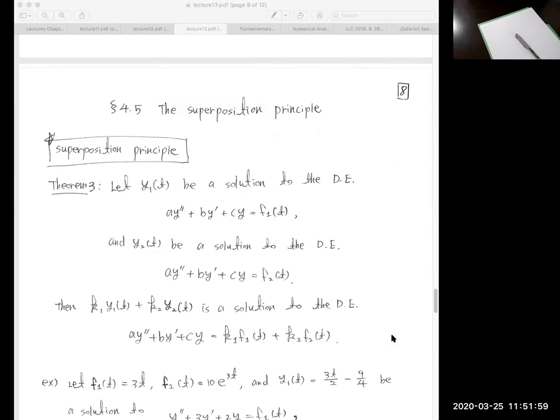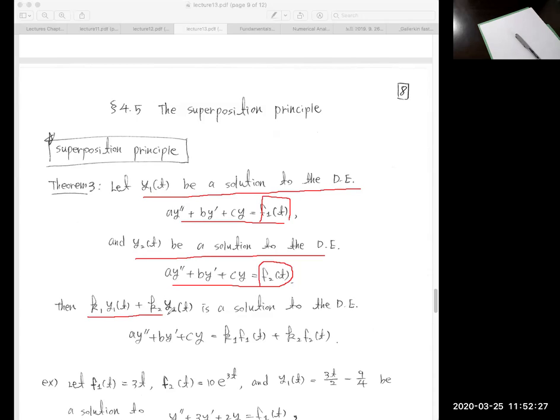So what's the superposition principle? Let y1 be a solution to the differential equation, like this, and let y2 be the solution to that differential equation. You see here that the right-hand side source functions are different in the two differential equations: the first one is f1, the second one f2. Then k1y1 plus k2y2, a linear combination of the two solutions, must be a solution of what? The non-homogeneous differential equation with the linear combination of the two source functions.